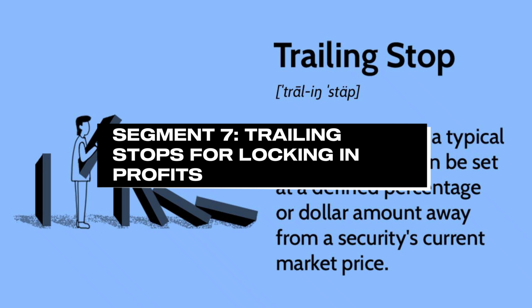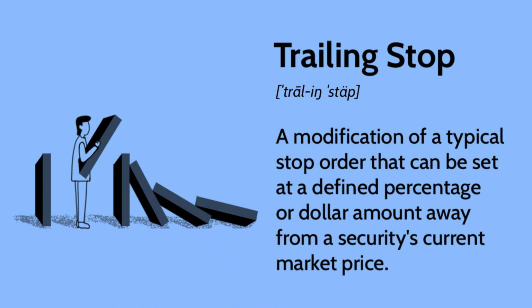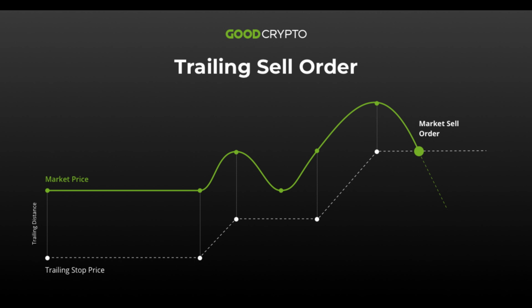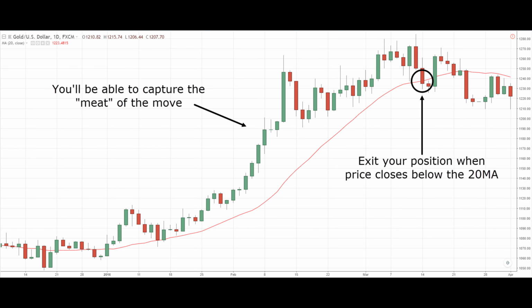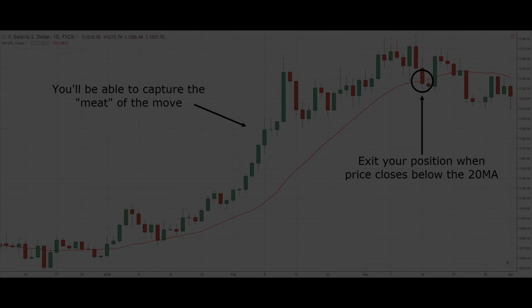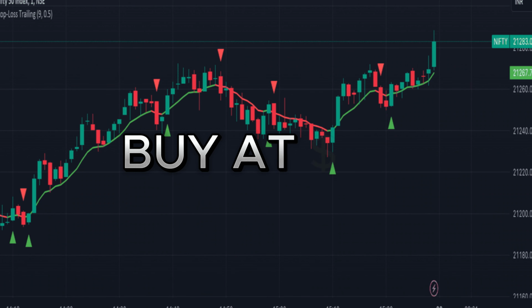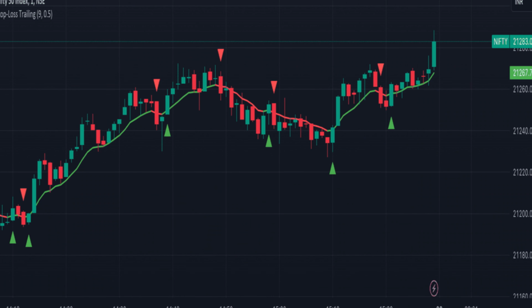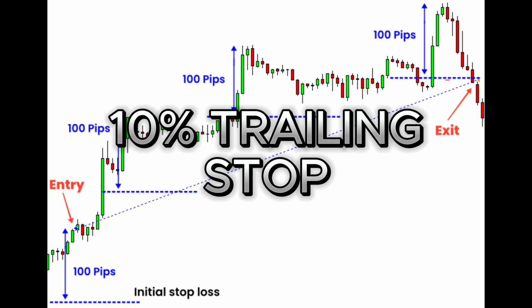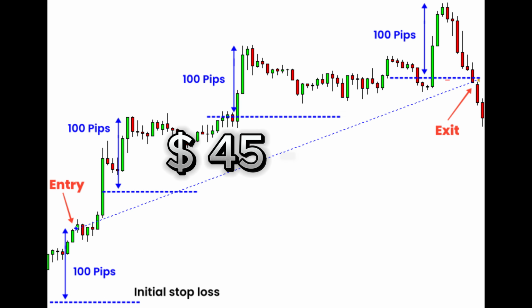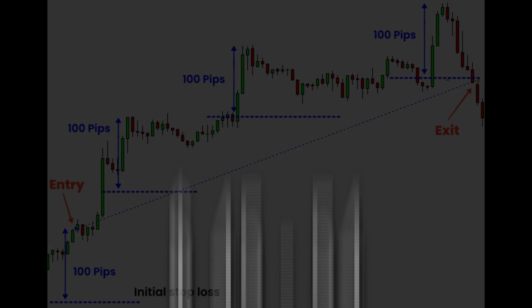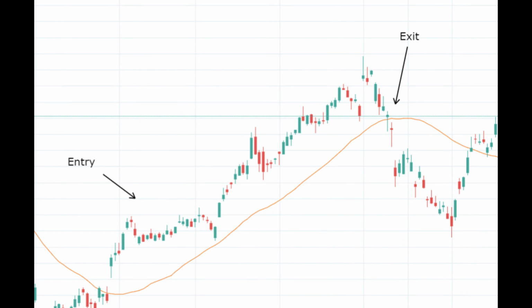A trailing stop is a dynamic way to lock in gains. This stop loss moves up as the price rises, keeping a set distance from the peak. If the price continues upwards, so does your stop, allowing you to capture profits while protecting against downturns. Example, if you buy at $50 and the price rises to $60, a 10% trailing stop will adjust from $45 to $54, preserving gains as the price climbs.